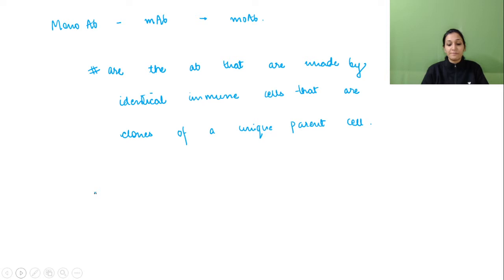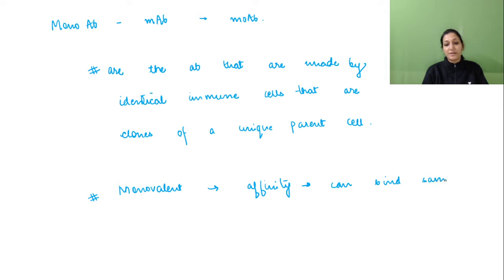They are called monoclonal antibodies. Now what is the site of action of these monoclonal antibodies? They are monovalent in their affinity. Monovalent affinity means they can bind to the same epitope. What is an epitope?